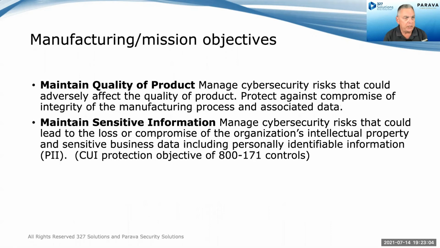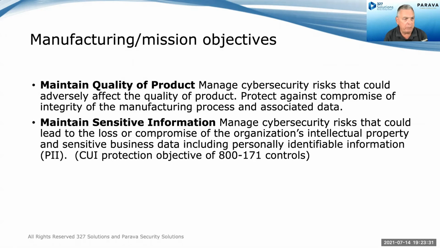There is also the idea of maintaining quality of the product. Cybersecurity risks that can adversely affect the quality of a given product. There are some studies that indicate you don't have to destroy something like a centrifuge. All you have to do is make it work a little less efficiently. So what we're trying to do is to protect against compromise of the integrity of the manufacturing process.